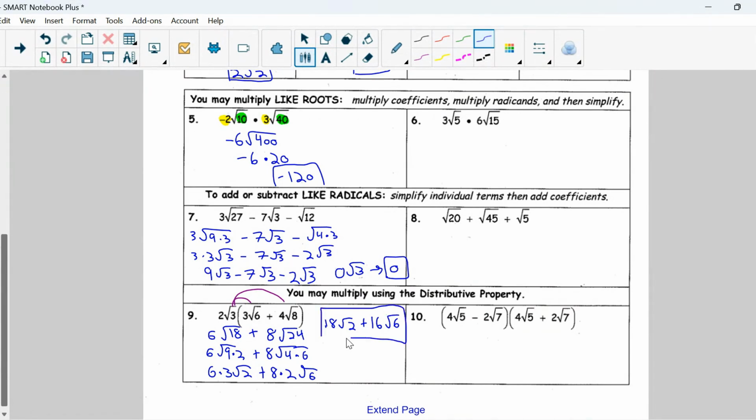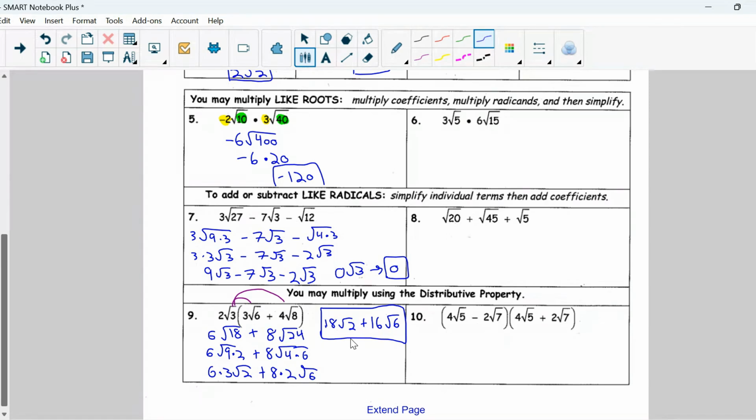Okay? At this point, we can look to simplify, yet there is no way for us to get like radicals between 2 and 6. So we have to leave it in that form. We cannot add those two together. Okay? They are not like radicals.